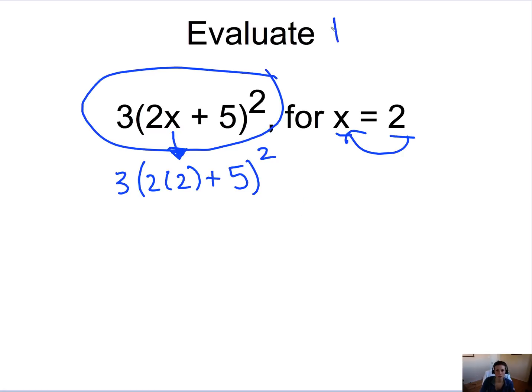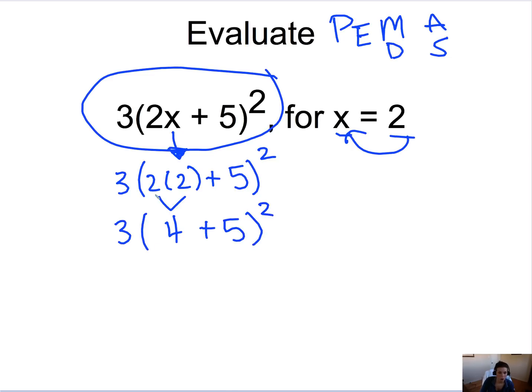And now we solve. Parentheses, exponents, multiplication or division, addition or subtraction. So we do have parentheses in this case. This part right here. But within the parentheses, we have multiple operations. We have multiplication and addition. I need to do multiplication before addition, so I'll multiply 2 times 2, which is 4. And now I'm just bringing everything else down the way that I see it in the same order. All I did was this part, so that's the only thing that changed. Now we need to keep going with parentheses. We've got addition now. So it'll be 3 times 9 squared. That's the only thing that changed because 4 plus 5 is 9.